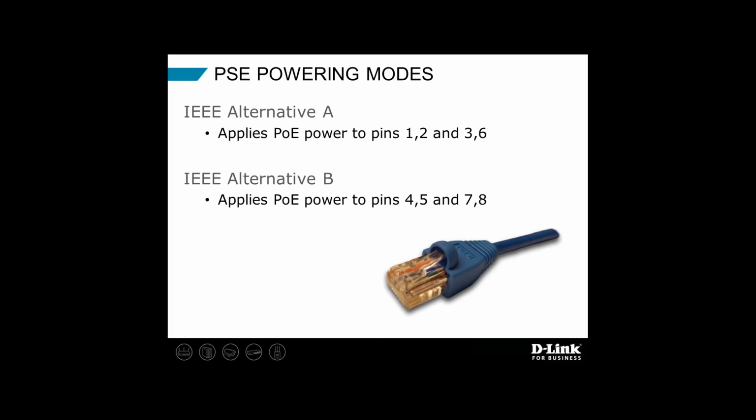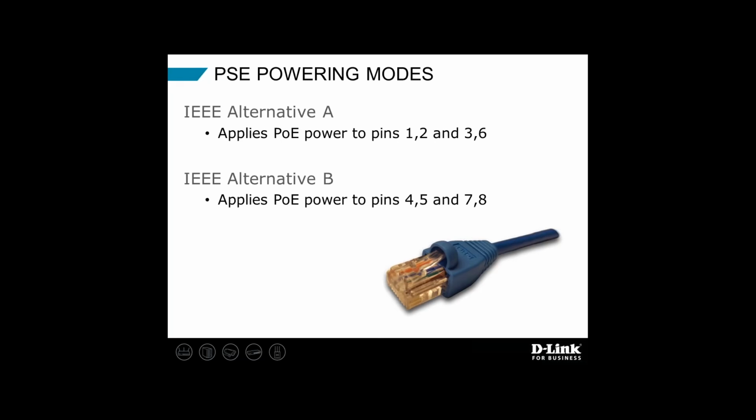I want to shift gears here and talk about what I mentioned earlier, different powering modes. There's two different ways, according to the IEEE standard, that a PSE can provide power to a PD, and they call them alternative A and alternative B. So with alternative A, the PSE applies the PoE power on pins 1, 2, and 3, 6. And with alternative B, it's putting the power on pins 4, 5, and 7, 8.